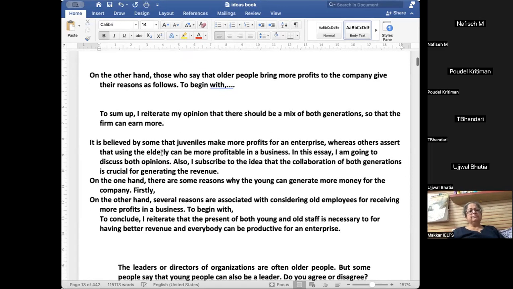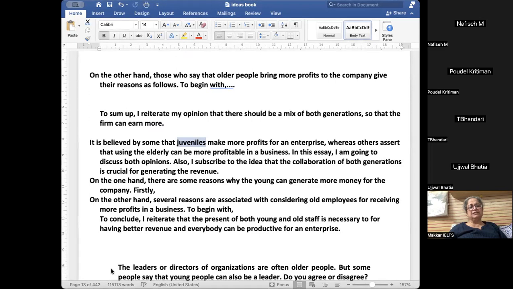Okay. It is believed by some that juveniles make more profit for an enterprise, whereas others assert that using the elderly can be more profitable in a business. In this essay, I'm going to discuss both. Juveniles is not the word to put in as a synonym for young people. There are certain collocations. Juvenile is only used with the word delinquency, or the juvenile delinquents.